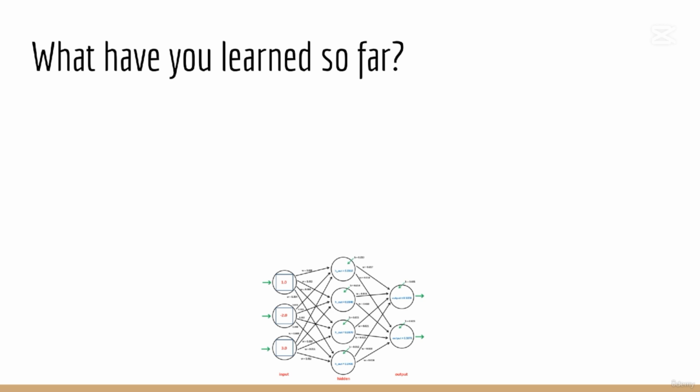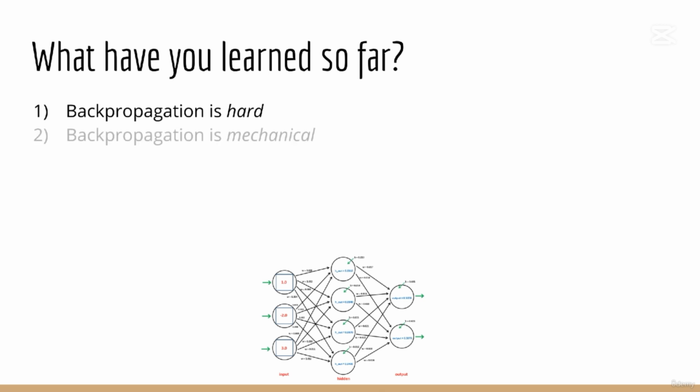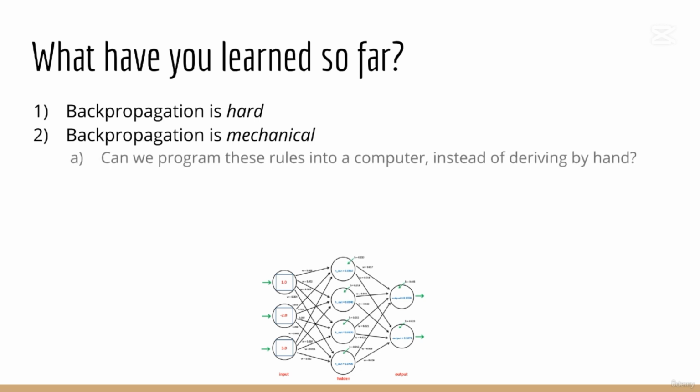So what is the point of this lecture? Remember that you are here to learn backpropagation. If you learn the topics of this course successfully, what should you have learned? First, you should have learned that backpropagation is hard. It's definitely not easy to derive all those equations. However, you should have also learned that backpropagation is mechanical. That is, it follows a simple set of predefined rules. So one obvious question is, can I program those rules into a computer instead of deriving them by hand?